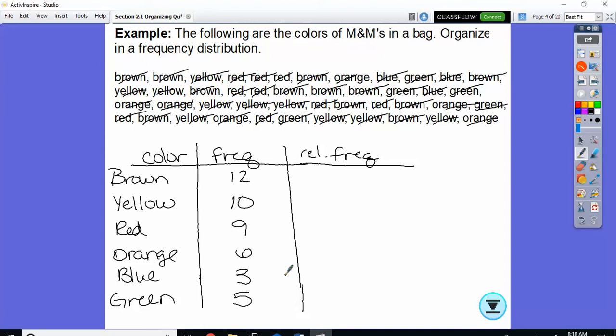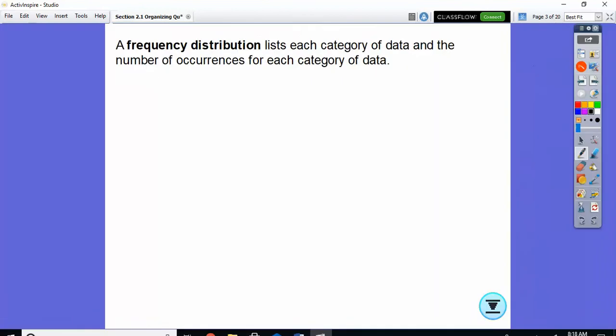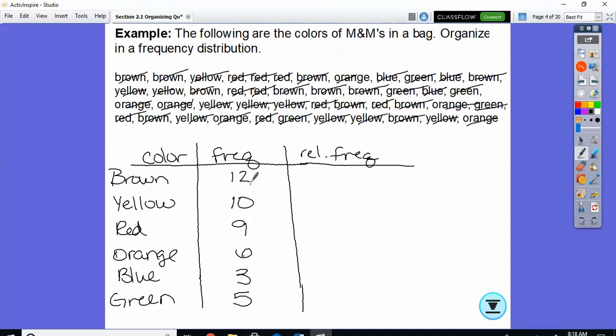Okay, how many total observations do we have? Well, that's how many different options, but the number of M&Ms would be what? 44. Is it 44? I think it's 45. If you add all those up. Is that what you guys get? Okay. So to find our relative frequency, we're just going to do 12 over 45.